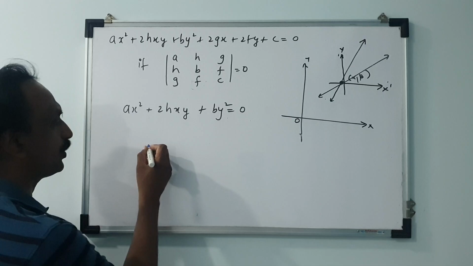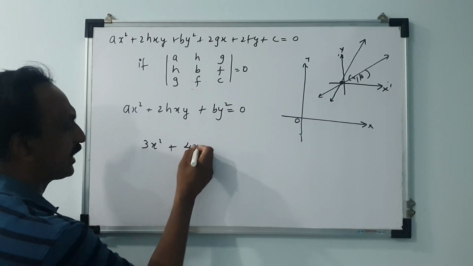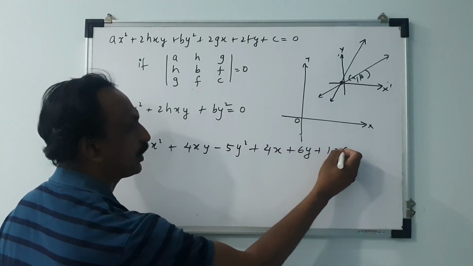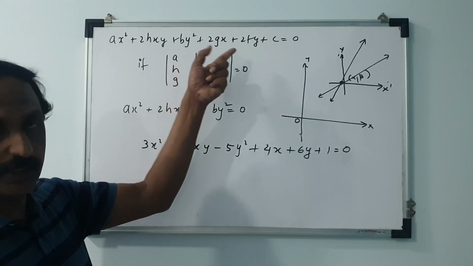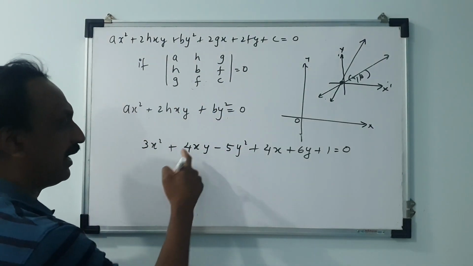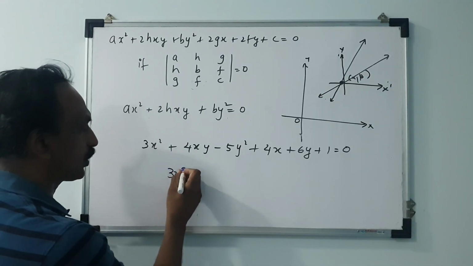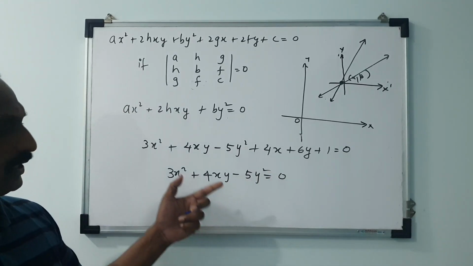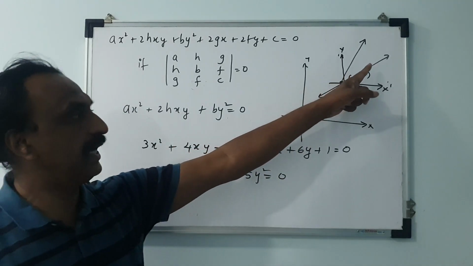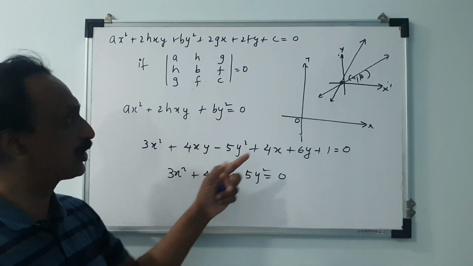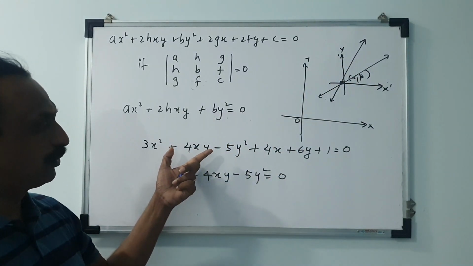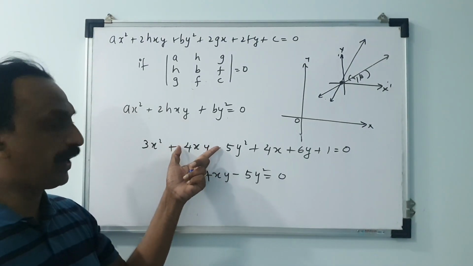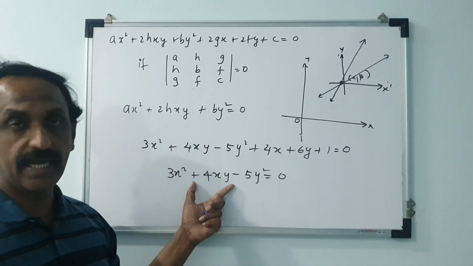In other words, if I have an equation 3x square plus 4xy minus 5y square plus 4x plus 6y plus 1 equal to 0, imagine the determinant of this equation is 0. Then the new equation would be 3x square plus 4xy minus 5y square equal to 0. In other words, both equations will have the same slope. Both will have the same angle. So to find the slope of the line, we need to find the slope of this line. To find the angle between these lines, we need to find the angle between this line.